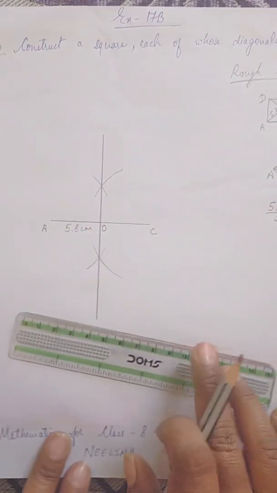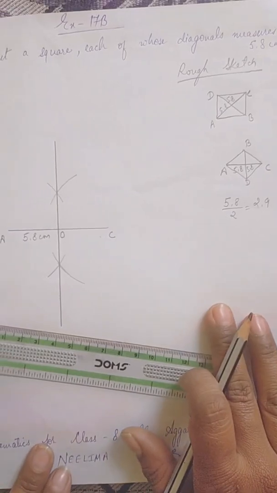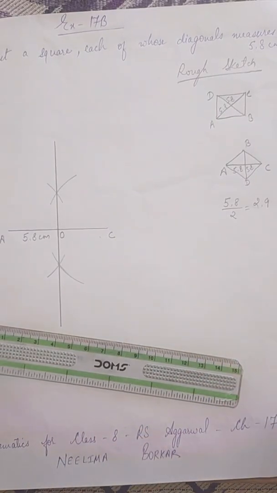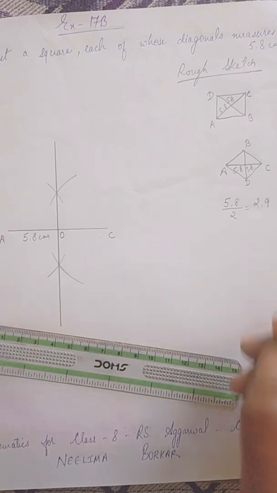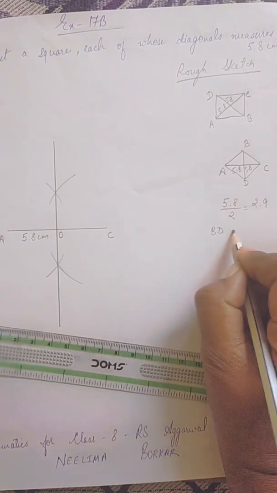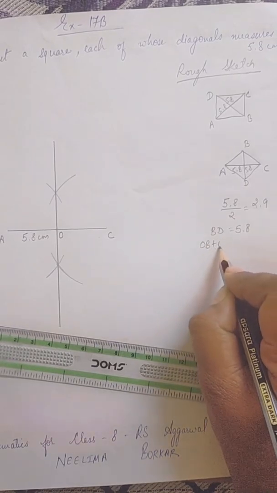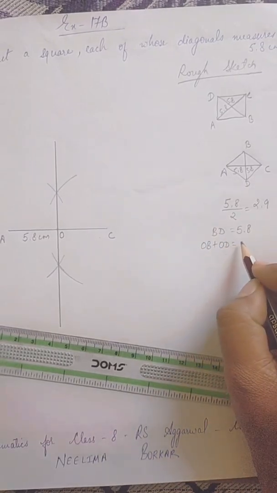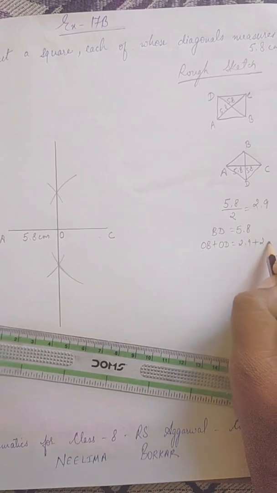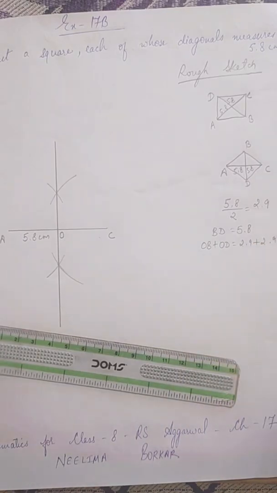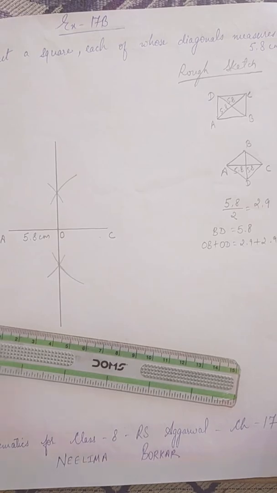Now the same will be the case for BD also. If BD is 5.8, then OB will be 2.9 as well as OD will be 2.9. So here we can write OB plus OD will give you BD, and that will be 2.9 plus 2.9. Half of 5.8 is 2.9, so when we add 2.9 two times, we will get BD.